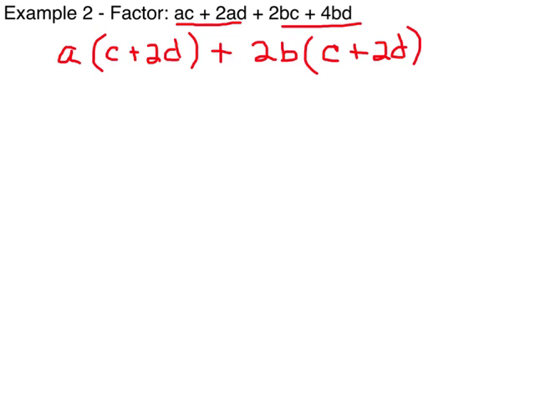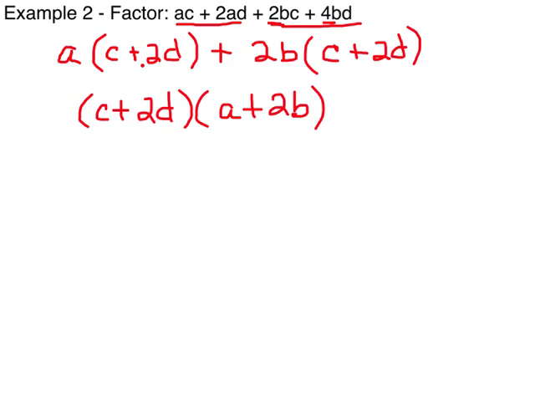Now you see what happened? When I factored out this 2 right here, that's common to 2 and 4, I'm left with something that matches what I had over here. Alright, so I've got c plus 2d as a factor that's common to both of these terms. And what I'm left with is a plus 2b. Isn't that simple? This is probably going to be one of the simplest lessons that you guys have done in a long time.